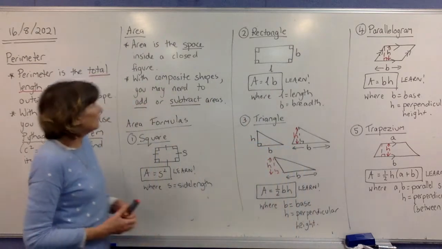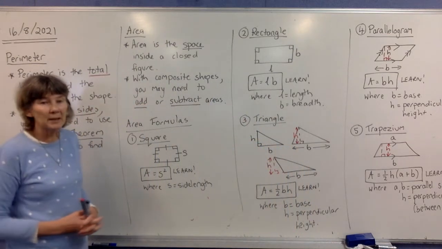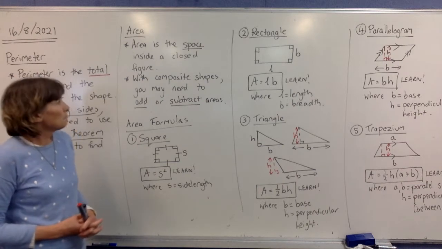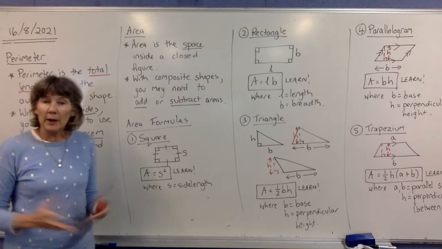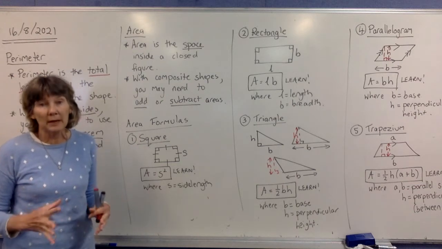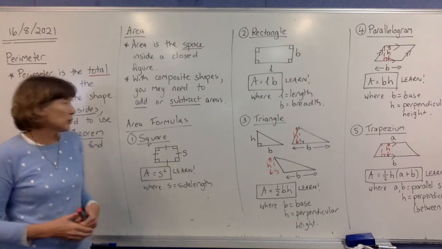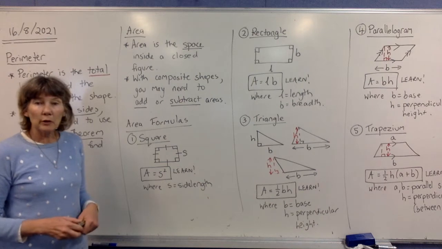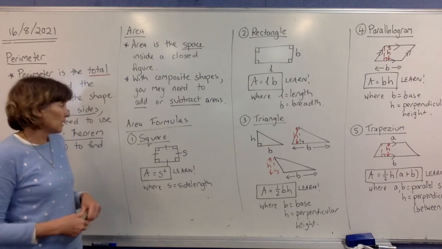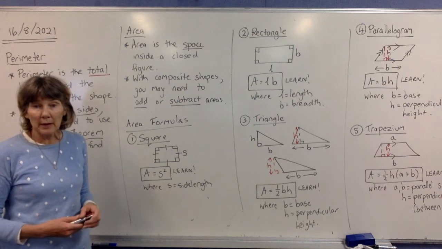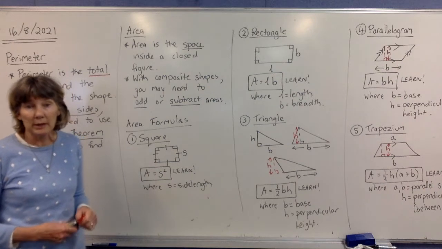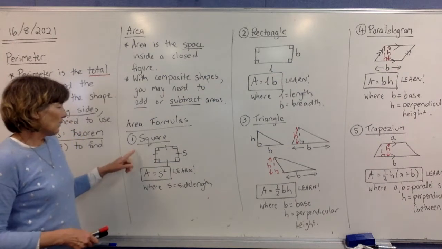Okay, so for area, you all should know by now it's the space inside a closed figure. So with composite shapes, when we have more than one shape together, you might be adding or subtracting areas depending on the question. Alright, so we're going through the basics of all the area formulas. You need to write all these notes down and make sure you know the basics before we get into anything harder. So we have a square.